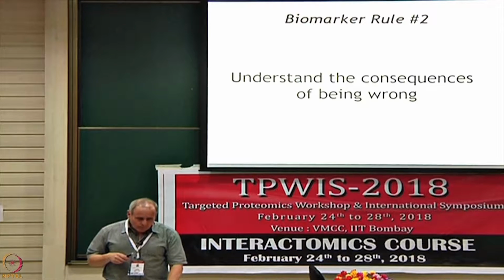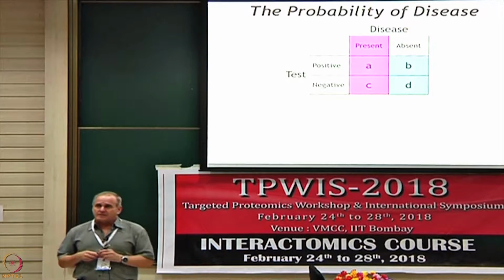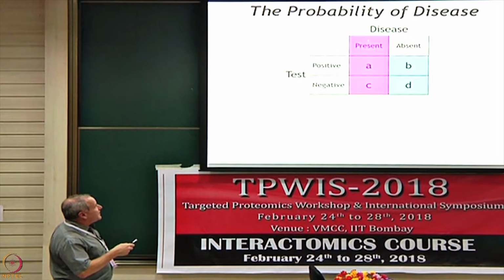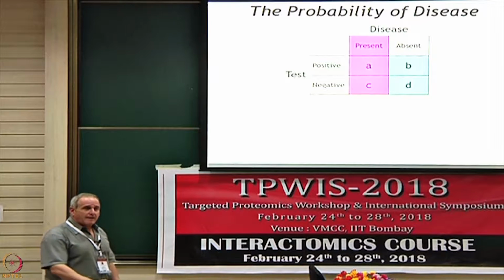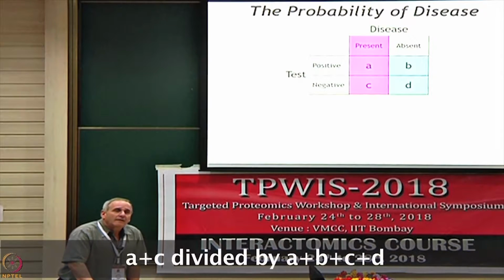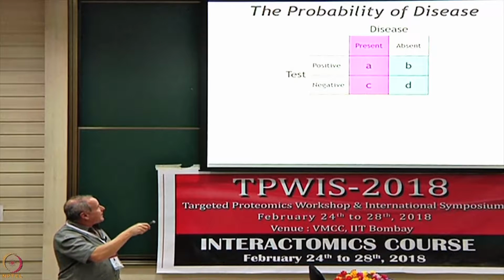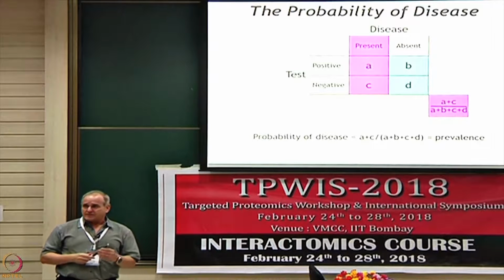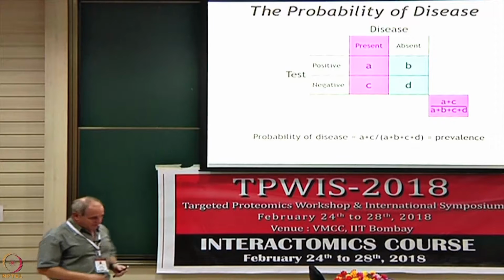Okay. So now, how do we calculate the probability of disease? Well, this is the disease, and these are the people that have the disease. So what's the probability of disease mathematically here? Right, so A and C divided by everybody, right? So that is the probability of disease. So in your population, this will tell you how often the disease occurs.